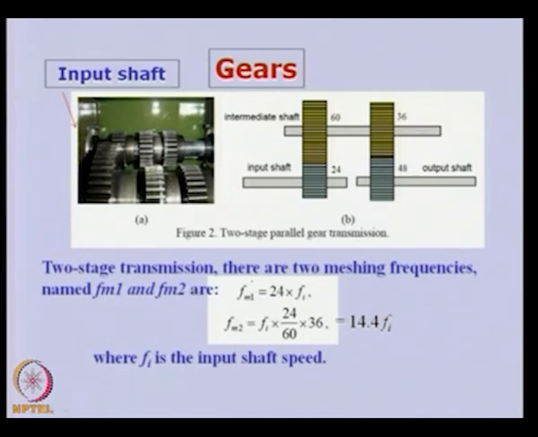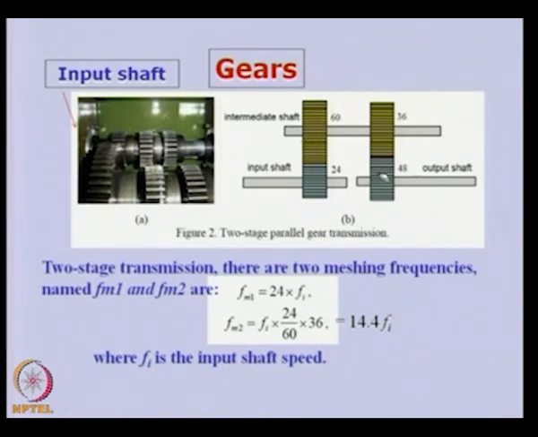So first is between these two. The input shaft speed is this one, Fi, and if you multiply by the number of teeth of the pinion, we will get FM1. So this is one of the tooth meshing frequencies. We could have taken this number of teeth and the speed of this shaft, and we would have got the same value. Another pair is this one.